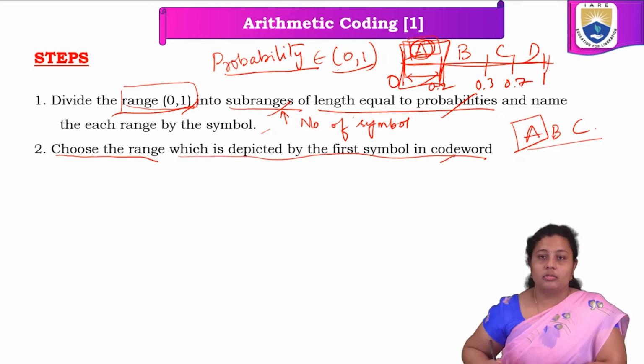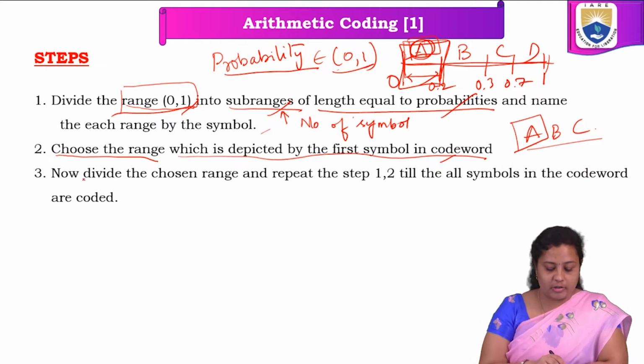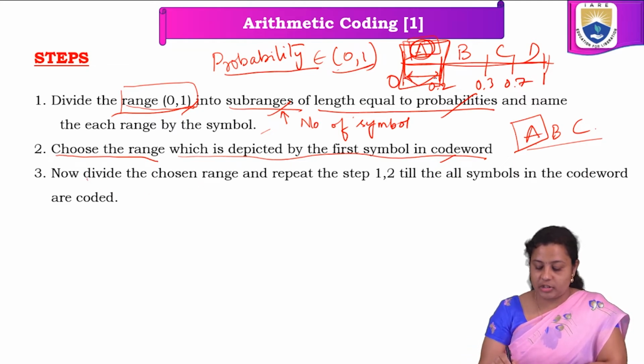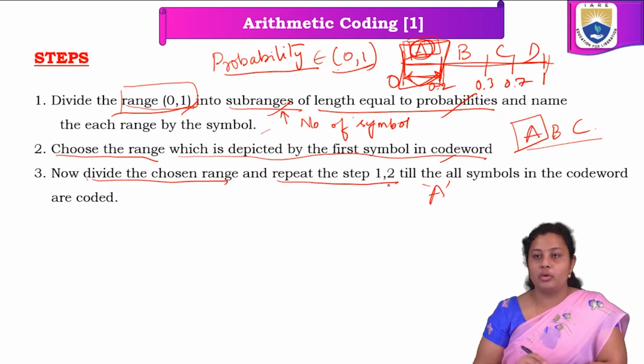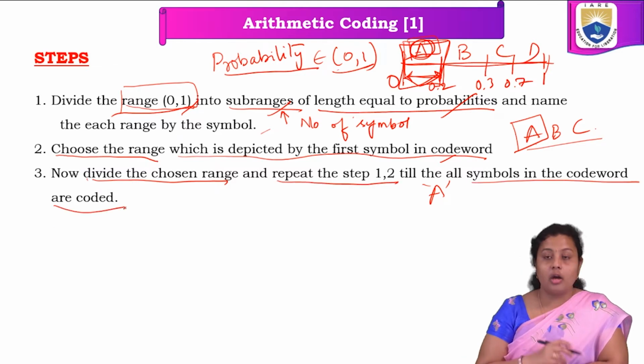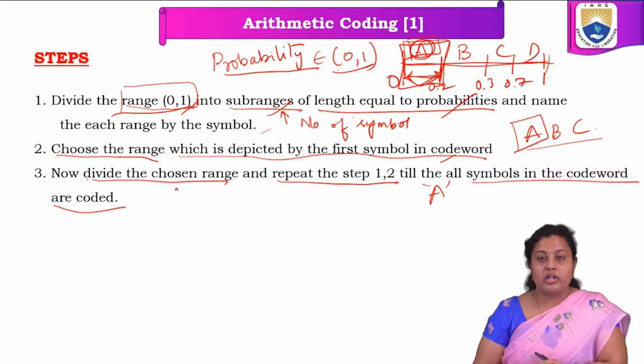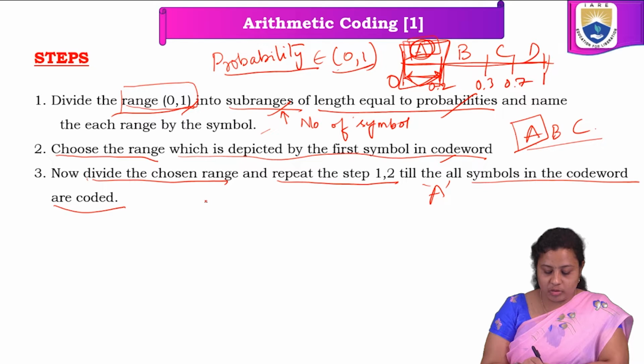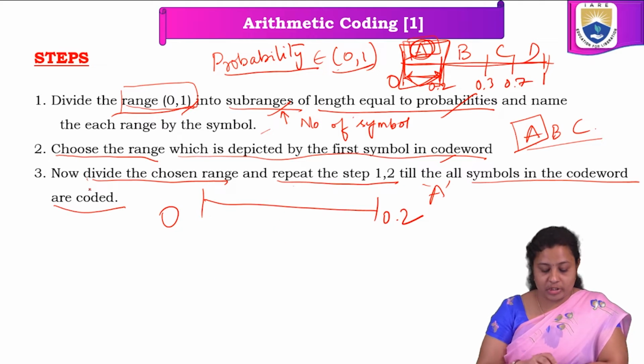Is it clear? After that, we divide the chosen range, the range given by the first symbol A, and repeat steps 1 and 2 till all the symbols in the code word are coded. Now after we choose the new range 0 to 0.2 in our example, how are we going to divide the range 0 to 0.2 and get the sub-range lengths?